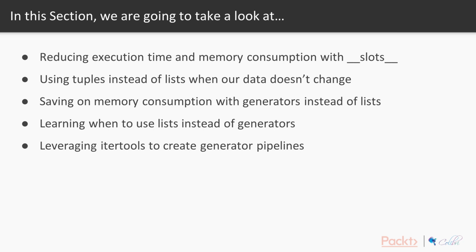Number 1, we can reduce execution time and memory consumption with the slots keyword when we're creating objects. Number 2, we can use tuples instead of lists when our data doesn't change. Number 3, we can save memory consumption with generators instead of lists. Number 4, I want to also talk about how we decide when to use lists instead of generators. And number 5, how we can leverage itertools to create generator pipelines.